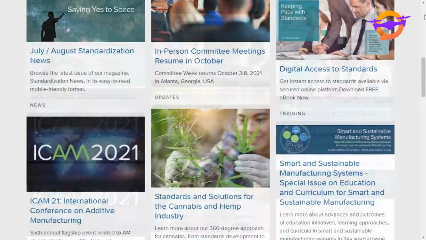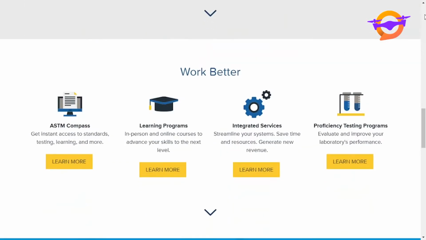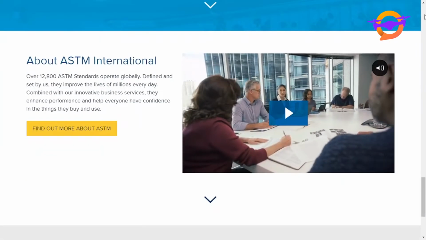ASTM International is a well-known standards development organization. They have activities or participation from over 110 different countries, over 30,000 mostly volunteers that help develop the standards, and to date have produced over 12,800 global standards.